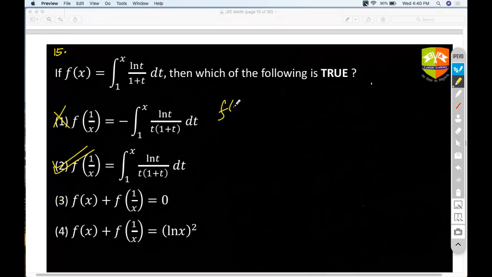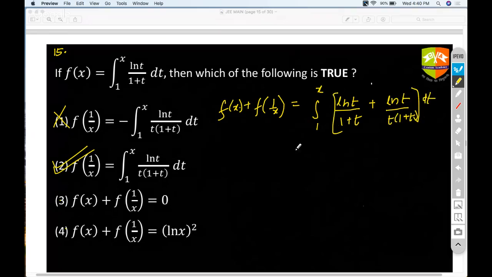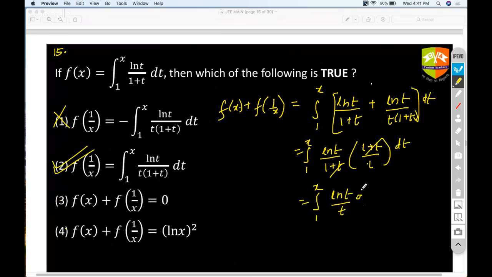So f of x plus f of 1 by x is going to be the integral from 1 to x of ln t by 1 plus t plus ln t by t times 1 plus t dt. Okay, if you take ln t by 1 plus t common, it becomes 1 plus 1 by t, which is 1 plus t by t. That cancels off 1 plus t, 1 plus t. Now it becomes a simple integral to do, where we can take ln t as, let's say, z, then 1 by t dt will become dz.